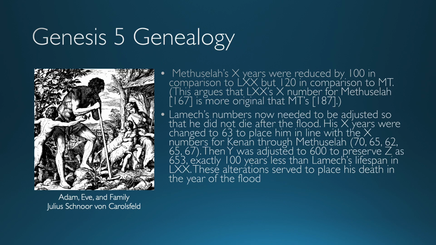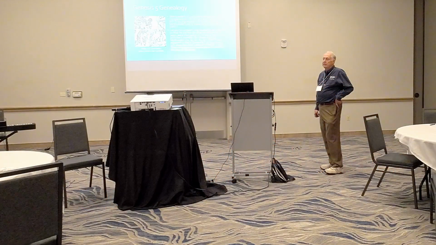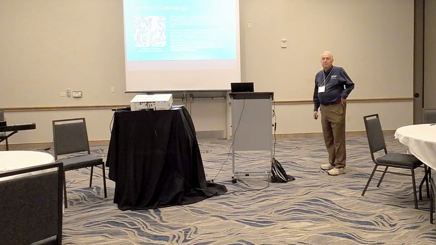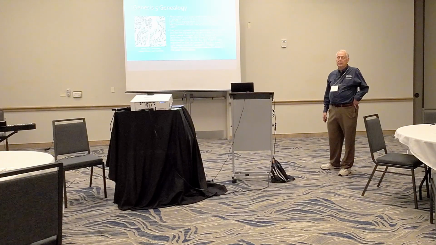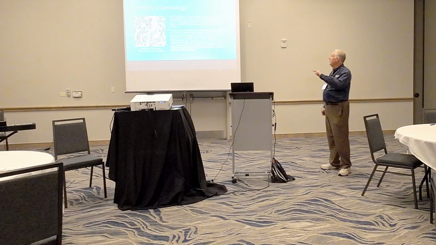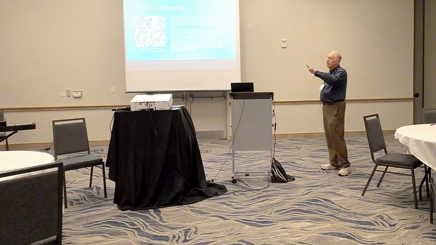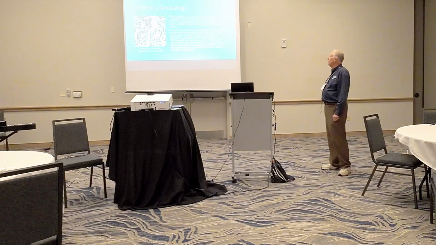Methuselah's years were reduced by 100 in comparison to the Septuagint, but by 120 in comparison to the Masoretic text. And I think this argues that the Septuagint's X number for Methuselah, 167, is more original than the Masoretic's 187. I think 187 is a copy error. That explains the 20-year difference, because the implication from the Septuagint and the Samaritan Pentateuch is that it should be 167.